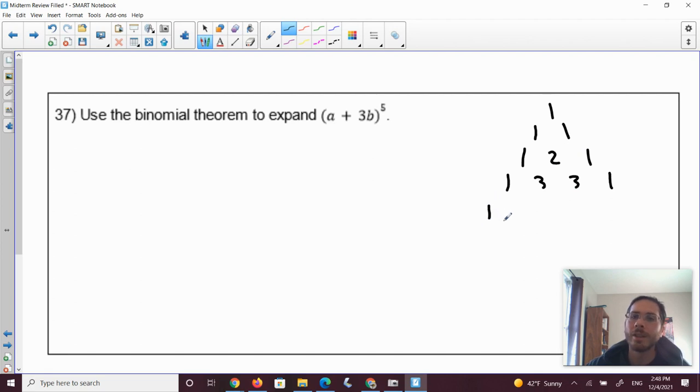That's not the row I need. I got to keep going. 1 plus 3 is 4. 3 plus 3 is 6. 3 plus 1 is 4. That's not the row I need. I got to keep going.